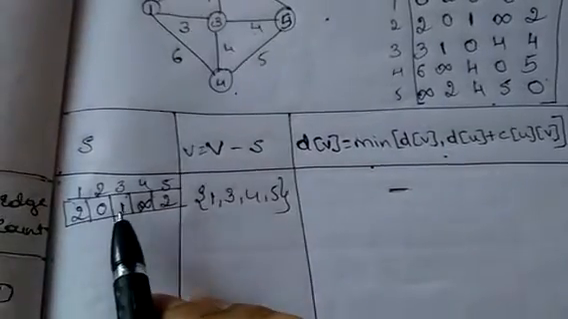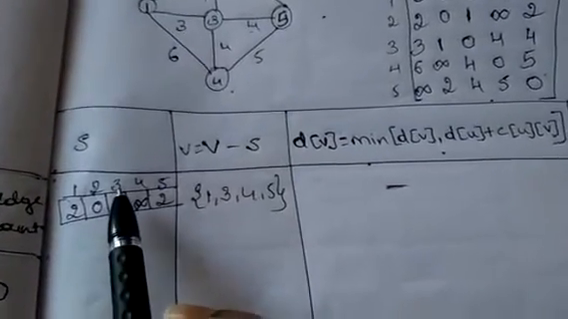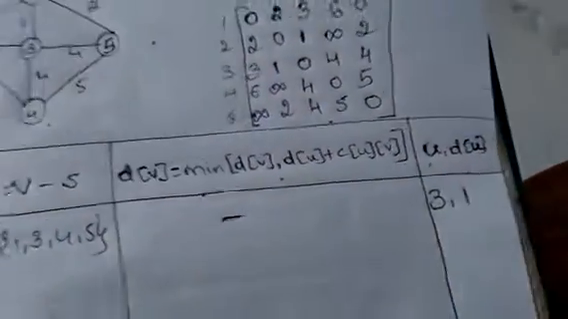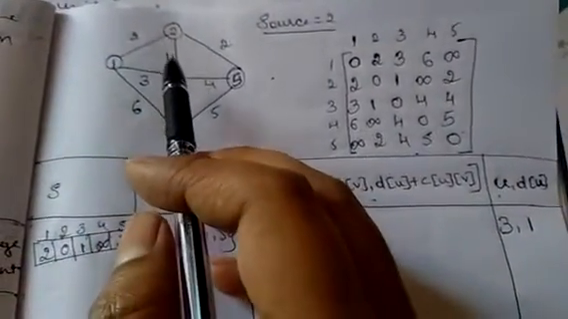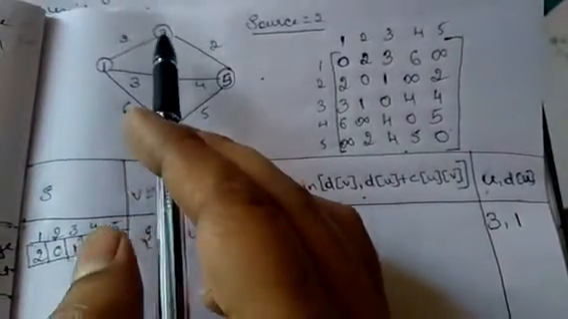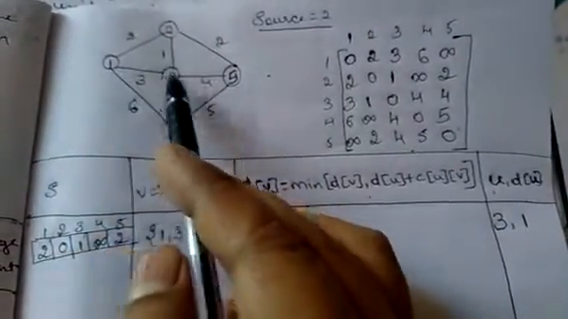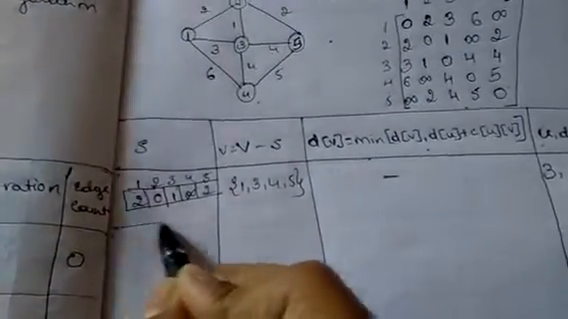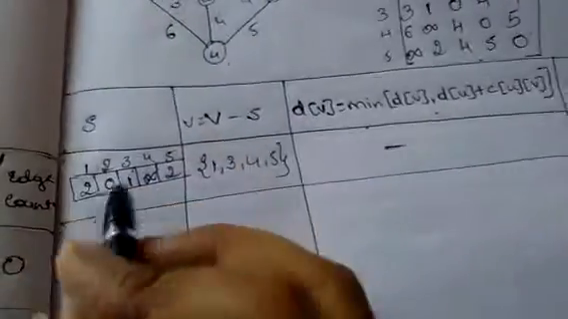Among this, which is minimum? 1 is minimum. With respect to which vertex? 3. With respect to vertex 3, the weight is 1. Okay, from 2 to 3, the weight is 1. See, from 2 you have a path to 3 through 1 also, but this is 5, this is 6, whereas directly it is 1. So 2 to 3 it is 1, I have taken. Yes. And the next step, what do you have to do?